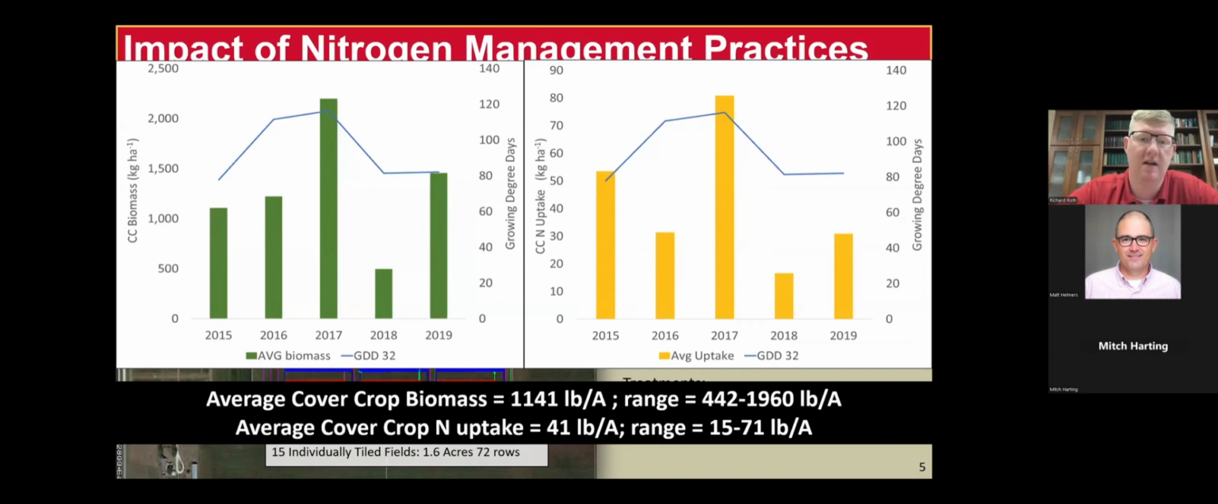On the left I'm showing cover crop biomass, and on the right I'm showing cereal rye nitrogen uptake. On average, we had about 1,100 pounds to the acre of cereal rye biomass, but you can see we had one year where we had less than 500 and another year where we had over 2,000. And then on average, our nitrogen uptake in that cereal rye biomass was about 41 pounds to the acre.